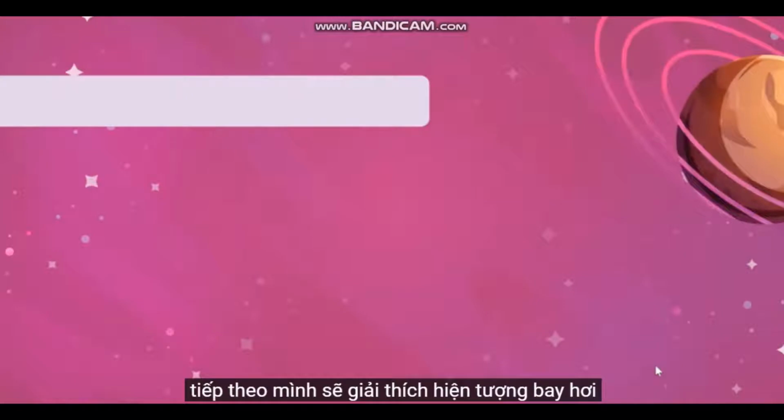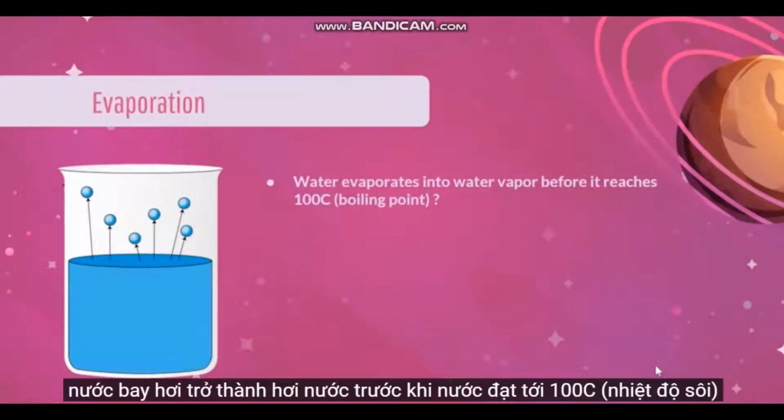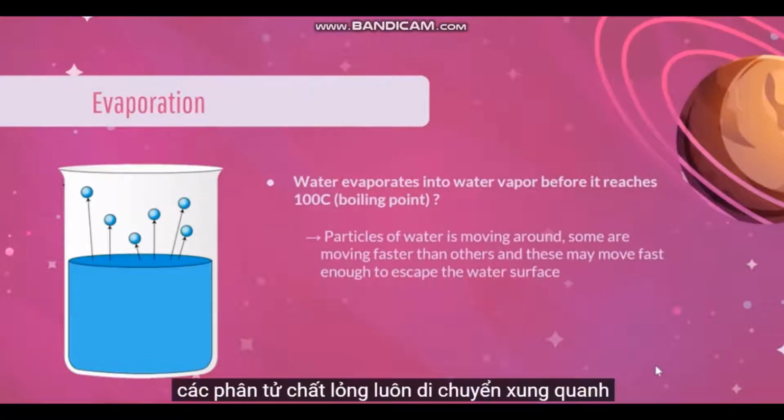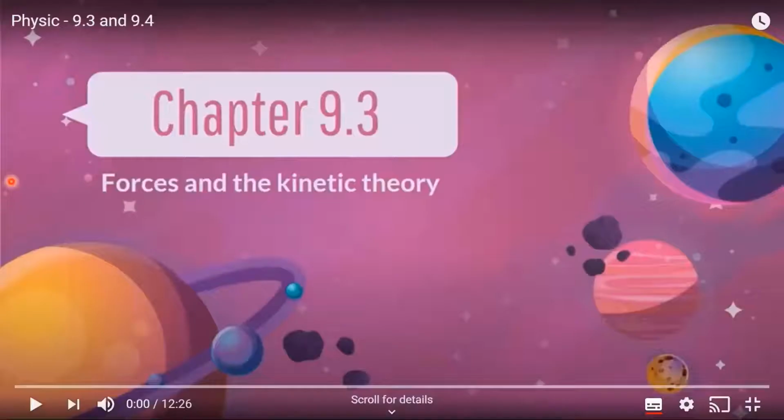Now we explain evaporation. Water evaporates into water vapor before it reaches 100 degrees Celsius, or the boiling point. So why is this? Particles of water are moving around, and some are moving faster than others, and these may move fast enough to escape the water surface.